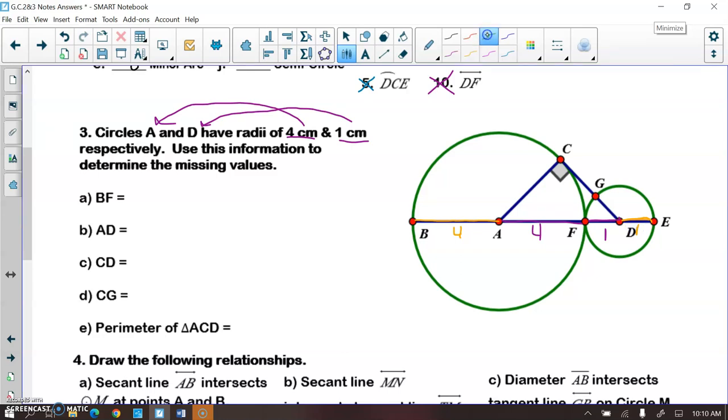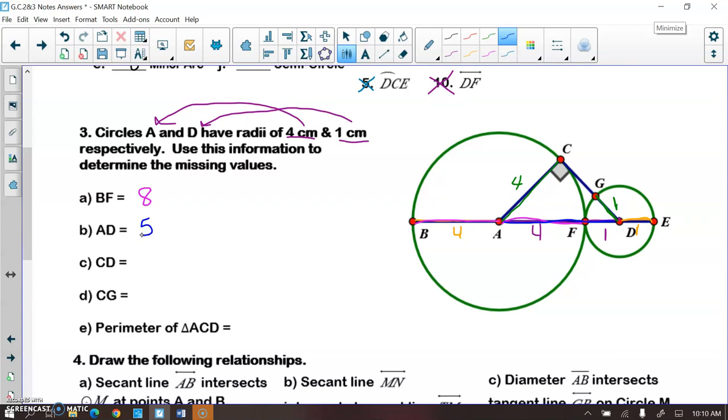In addition, A to C would be 4 because that's a radius, and D to G would be 1 because that's a radius. So we want to find the missing values. We want to find BF. Well, BF, if I take BA plus AF, that gives me BF, so that's 8 units. AD, if I take AF plus FD, that gives me AD, so that's 5 units.